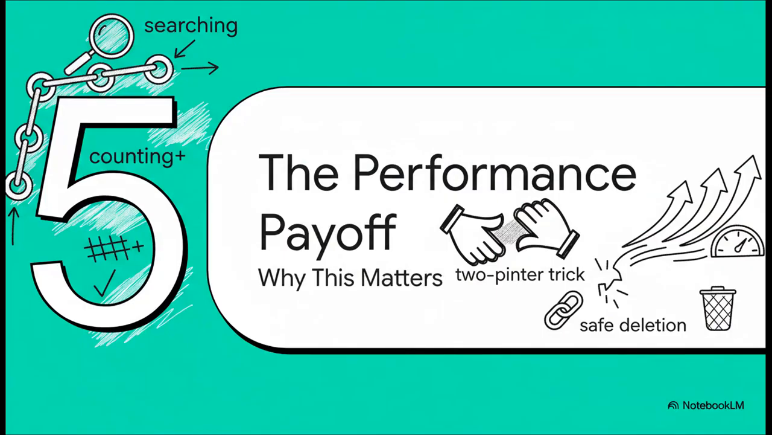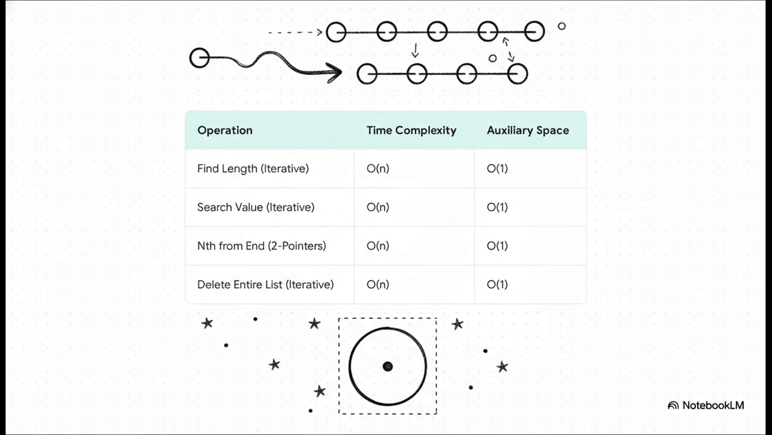Phew! Okay, we have covered a lot of ground here, right? We've learned how to count, how to search, that super clever two-pointer trick, and how to delete things safely. But why does any of this matter? Why is it so important to know these specific ways of doing things? Well, it all boils down to two words: efficiency and performance. So let's just lay it all out in a quick cheat sheet. Take a look at the time complexity column. You see that O of n for everything? All that means is that the time it takes to run these operations grows in a straight line with the number of nodes. A list twice as long will take about twice as much time.